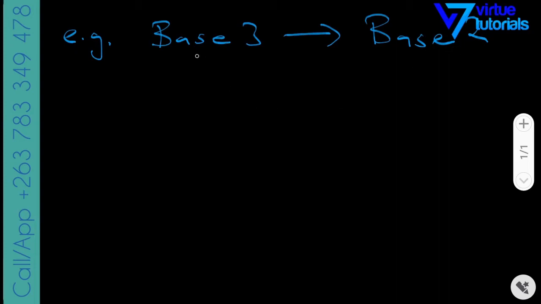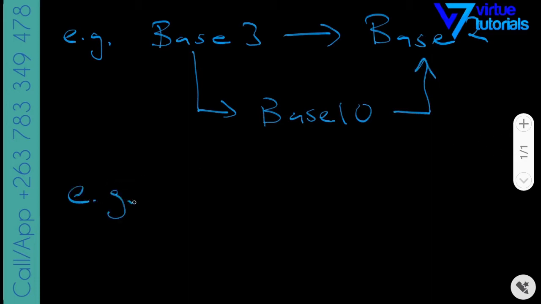If you have a number in base 3 and you want to convert it to base 2, you have to take it to base 10 first, and then you take your number in base 10 and convert that to base 2. So let's have a simple example where we have 221 base 3, and we want to convert it to base 2.